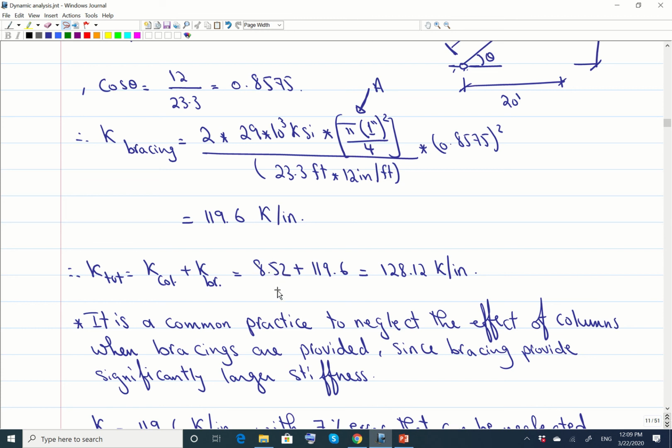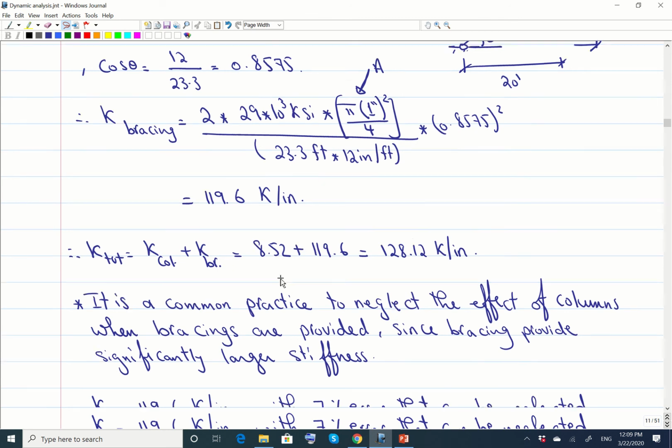It's a common practice here, in the weak direction of the columns, if you have bracing, that you neglect the effect of the columns. You just neglect this 8.52. You're neglecting 7%. Is that wrong? It's conservative. Neglecting this, you're more conservative. You're just assuming that you have less stiffness.